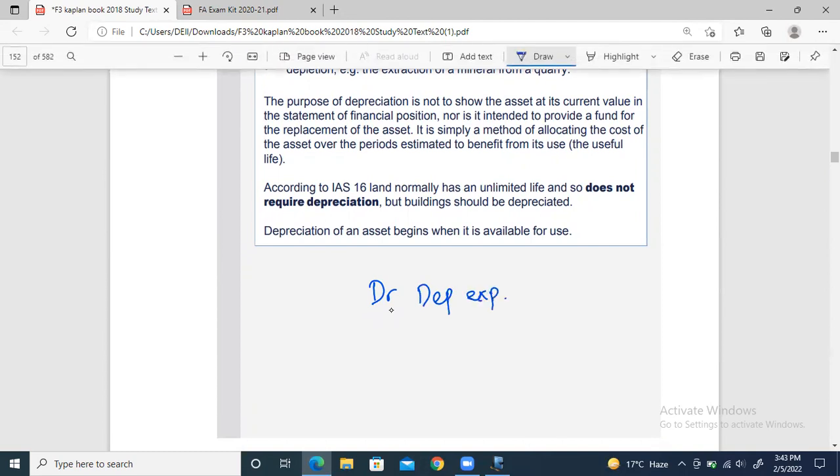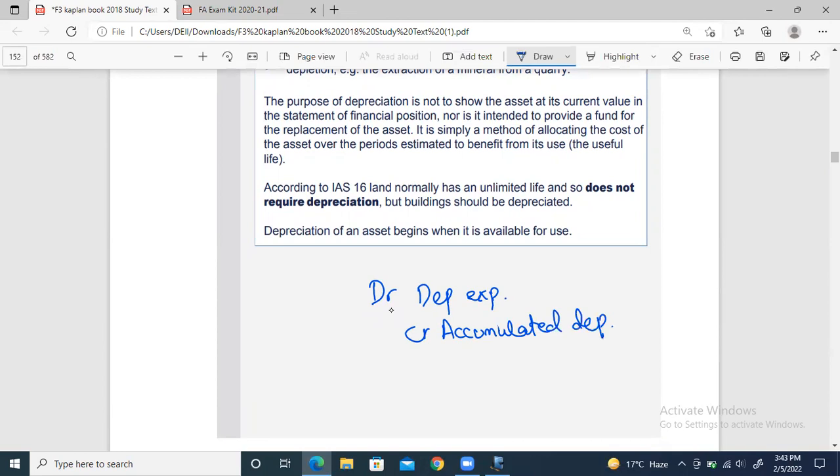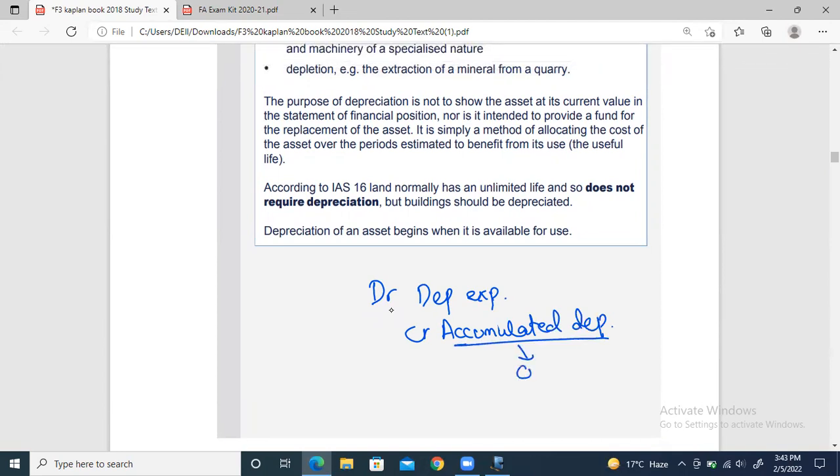So it's debit depreciation expense and credit accumulated depreciation. Because always remember, this accumulated depreciation is a group two item. So it increases on credit. Always remember, it's just treated like capital, like liability, like sales. All these things are increasing.